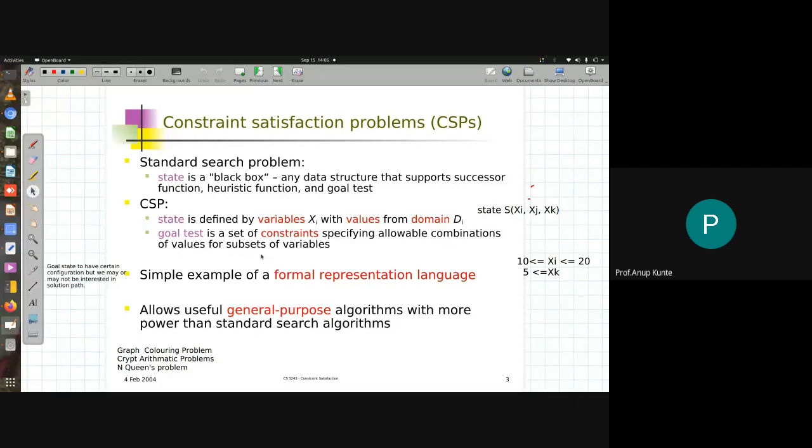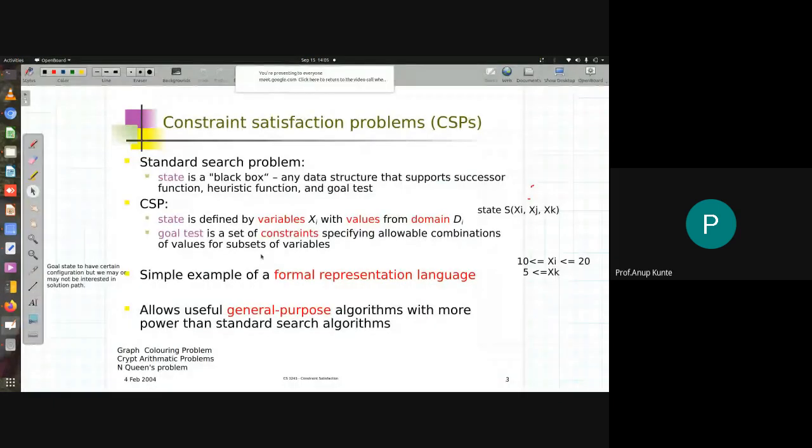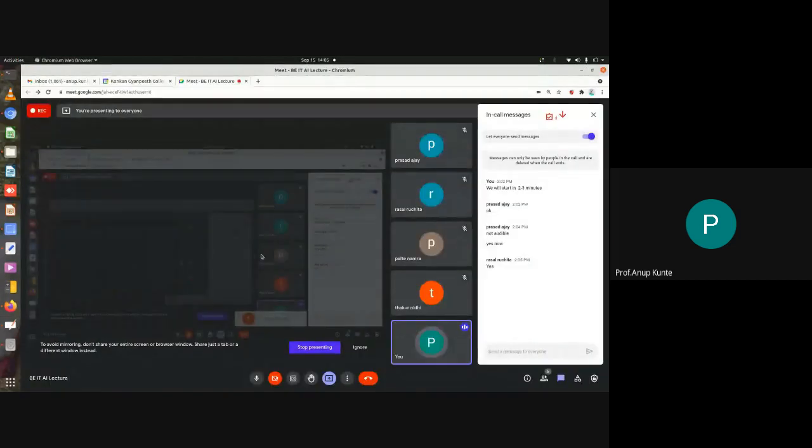And the reason why it is different, somebody is getting in. Okay, yeah. I hope my voice is audible and the screen is also visible. I'm showing some slides, they are visible now.